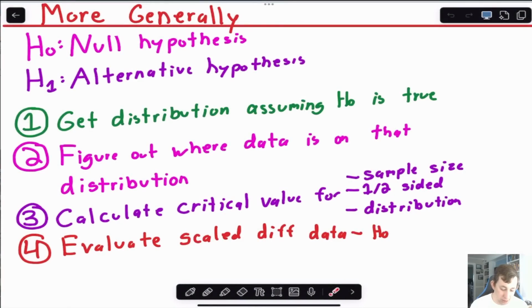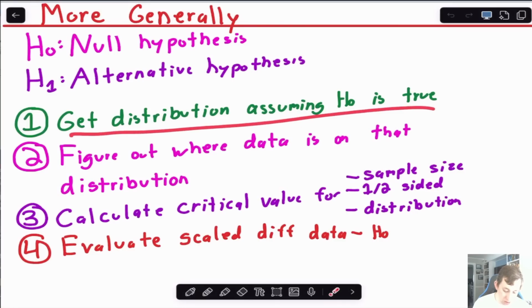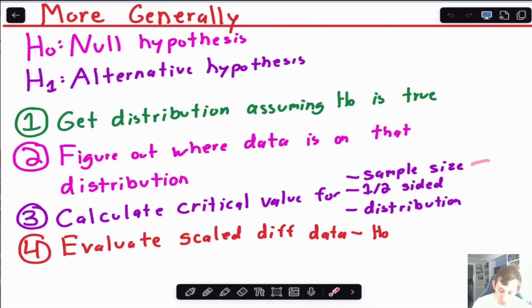So just to make that a little more general, in any hypothesis test, we have a null hypothesis and an alternative hypothesis. What we're going to do is first assume that the null hypothesis is true, and then assume some sort of distribution of our variable. Again, we use the assumption that the null hypothesis is true when we make that distribution. Then we figure out, based on our sample, where our sample falls on that distribution. We're going to calculate a critical value for our sample size, for whether we're doing a one or two-sided test, and what type of distribution we're talking about. And then we're going to evaluate the scaled difference between the data and the null hypothesis. That's going to tell us whether we reject the null or do not reject the null.